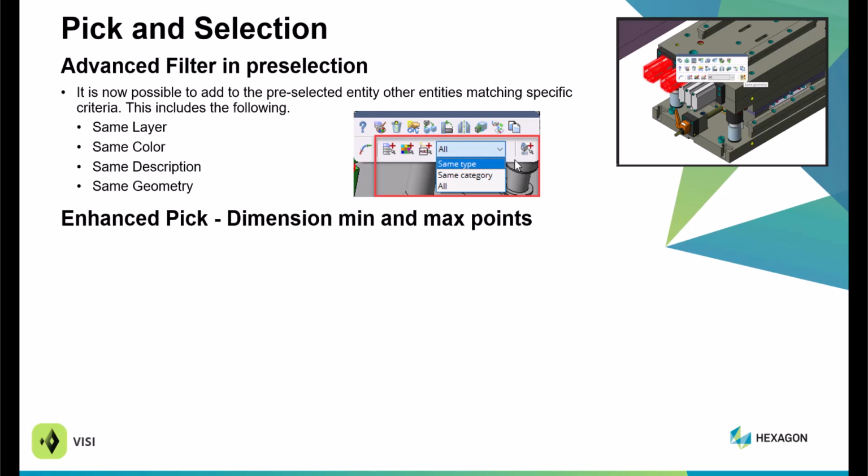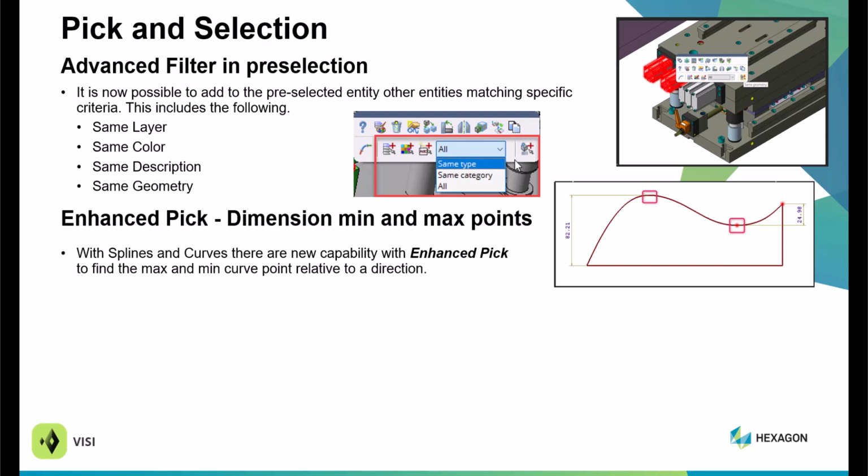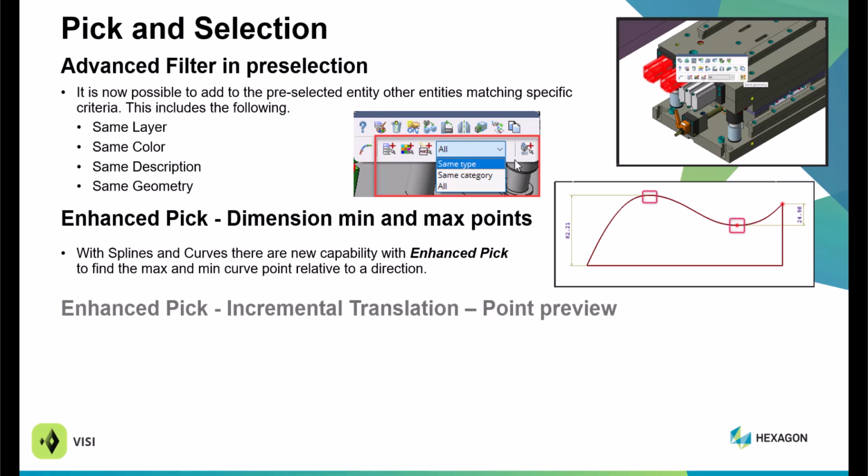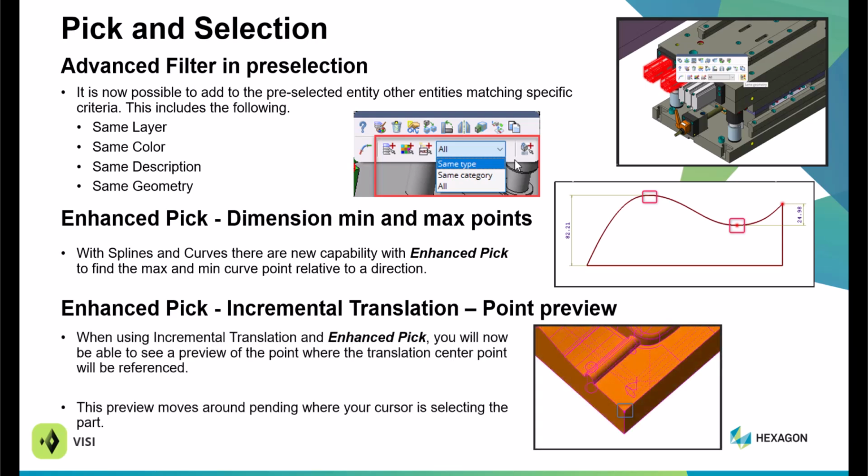With enhanced pick, you have the dimensions when it comes to doing some dimensioning for max and minimum presets. So when you select between 2 points, you can figure out what the maximum point is and the minimum point is between 2 areas. Enhanced incremental translation preview point. When you're using the translation command, it will show you and highlight a preview point of what you're actually going to select. This highlight point will change depending on where your cursor is selecting.